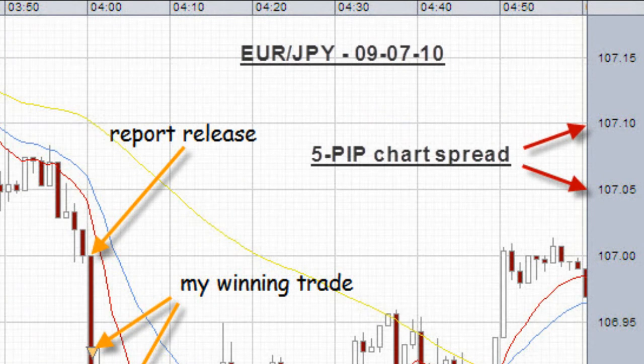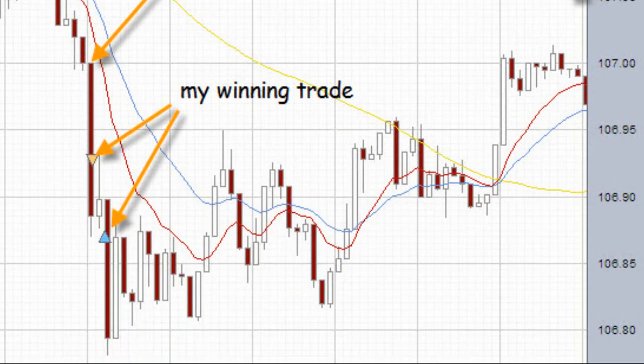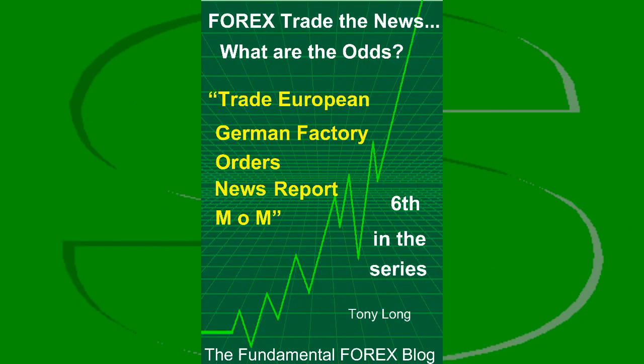This is the chart for the currency pair Euro versus the Japanese yen. My first and only sell trade of the Euro was entered right at about 39 seconds into the news release. The exit trade happened in the 3rd minute. This trade was a good scalp win.